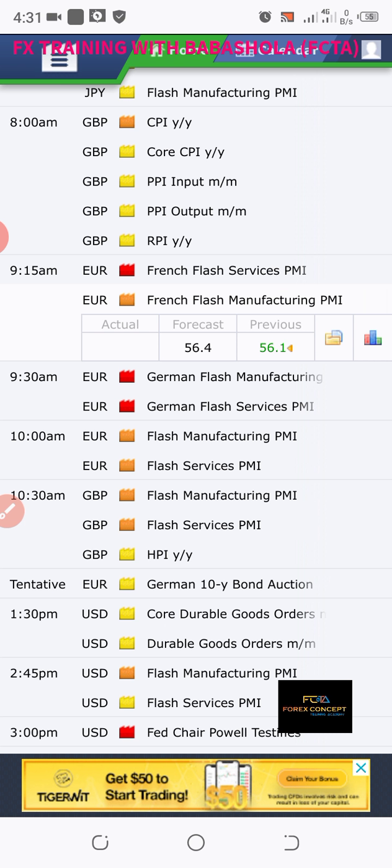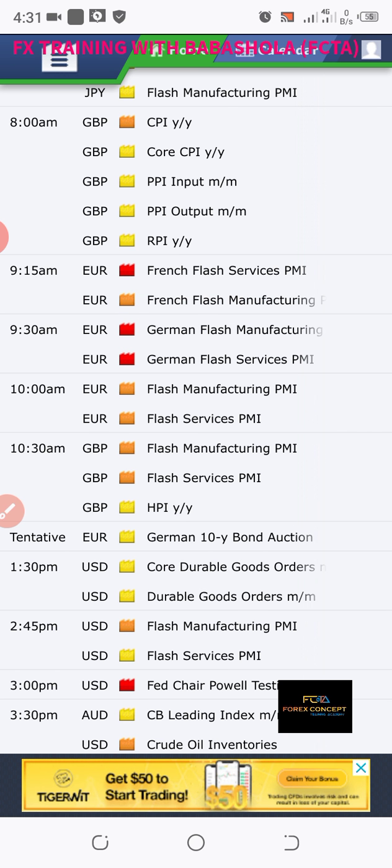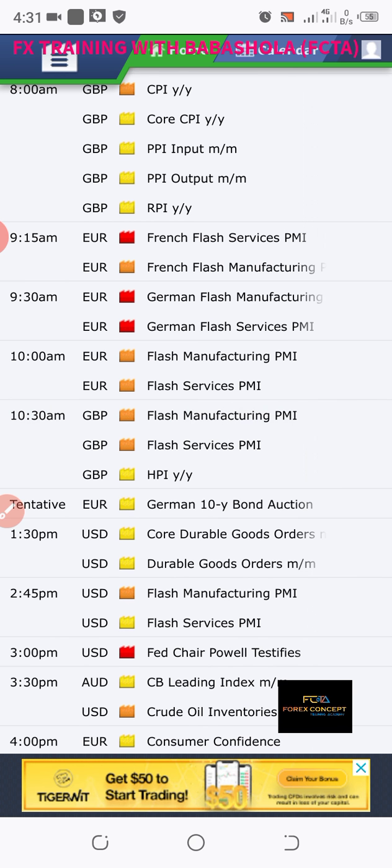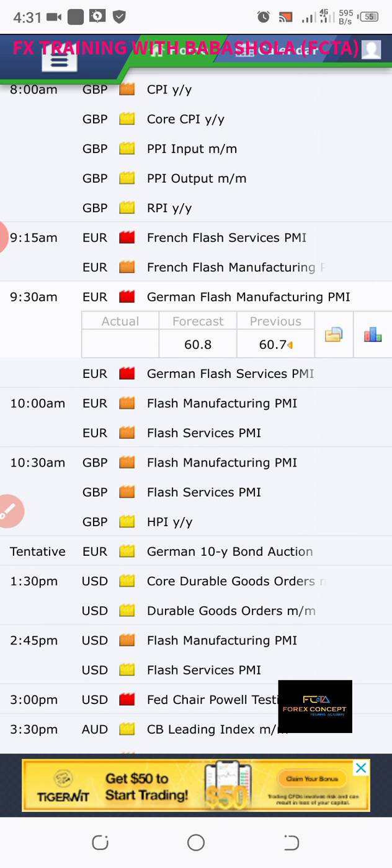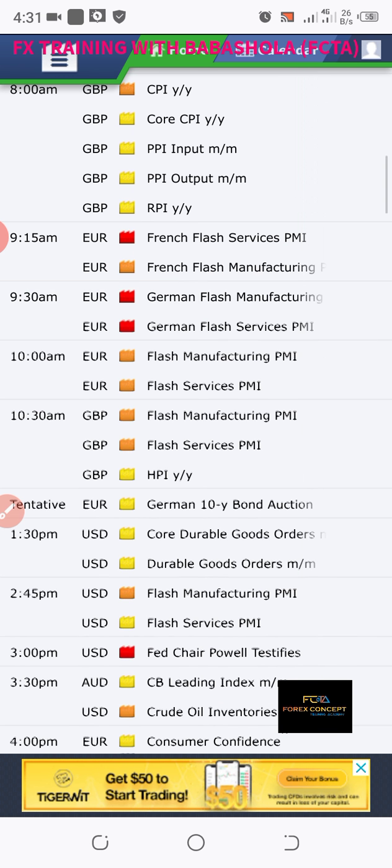French flash manufacturing PMI. The first one is service PMI. The second one is manufacturing PMI. Also, the German flash manufacturing PMI will be released. The previous was 60.7, the forecast is 60.8, expected to increase over the previous. So this is a sign that we should buy the euro.